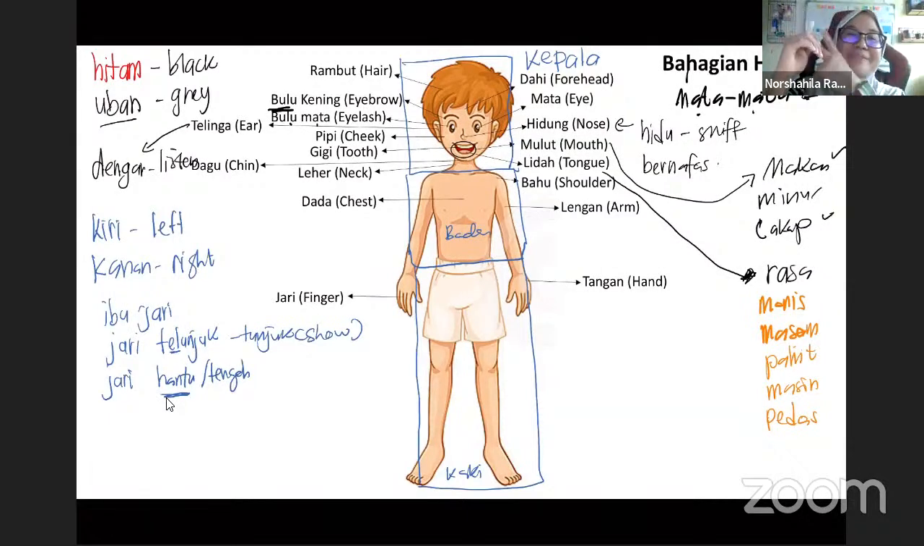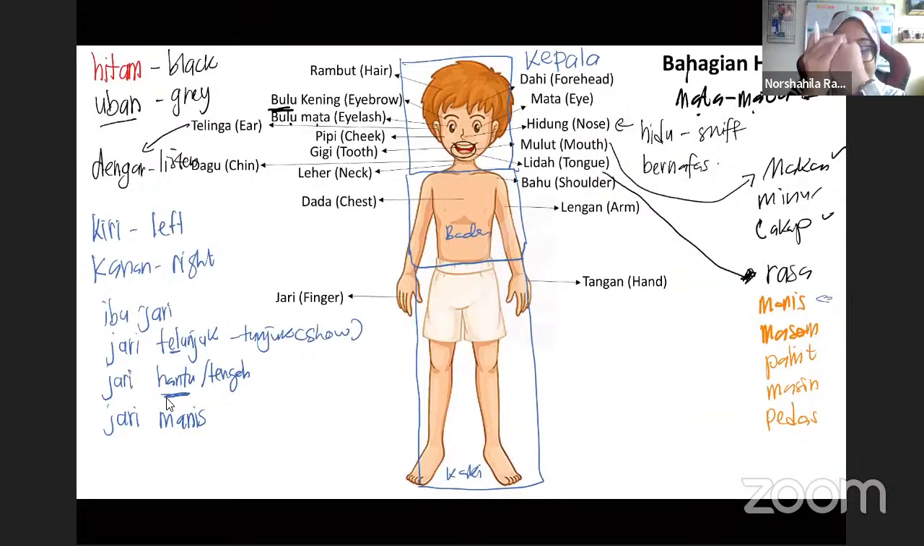That's why the other name for jari hantu is jari tengah, the middle finger. The ring finger in English, in Bahasa Melayu we call jari manis, the sweet finger. Why a sweet finger? Because we wear a ring here, and they say there is a vein that goes to our heart. Something like that. That's why they call it jari manis.